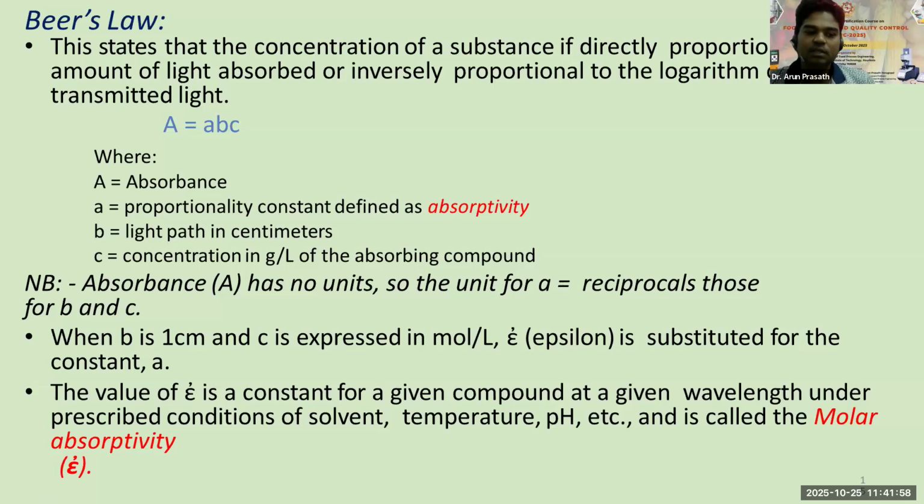When b is 1 centimeter and c is expressed in moles per liter, epsilon dash is substituted for the constant a. The value of epsilon dash is constant for a given component and a given wavelength under prescribed conditions of solvent, temperature, pH, etc. So these parameters, the solvent, the temperature during the measurement, and the pH of the sample, affect the molar absorptivity epsilon dash, which varies with them.